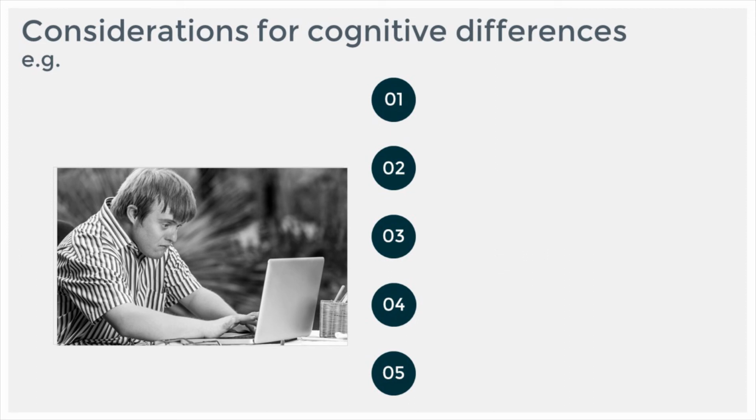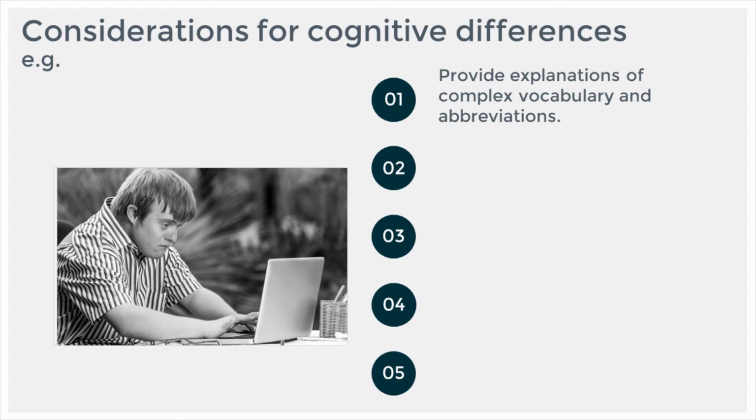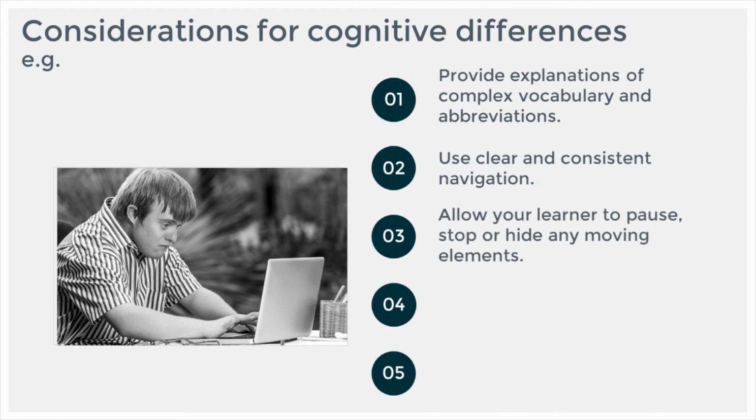And finally, we'll focus on cognitive differences. First of all, you need to provide explanations of complex vocabulary and abbreviations. It's also essential to use clear and consistent navigation. You need to allow your learners to pause or stop or hide any moving elements, as this can cause distractions.